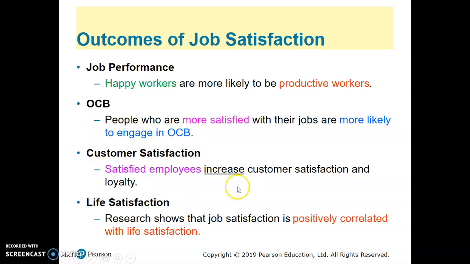Also, if employees work in the retail industry, for example, and have to deal with clients, and they themselves are satisfied with the job, they tend to help with and entertain the clients' problems. So this could also increase customer satisfaction. If you're working in a retail company and you're satisfied with the job, you tend to be more helpful toward customer queries and so on. Next is life satisfaction. If you are satisfied with the job, it also affects your life as a whole.